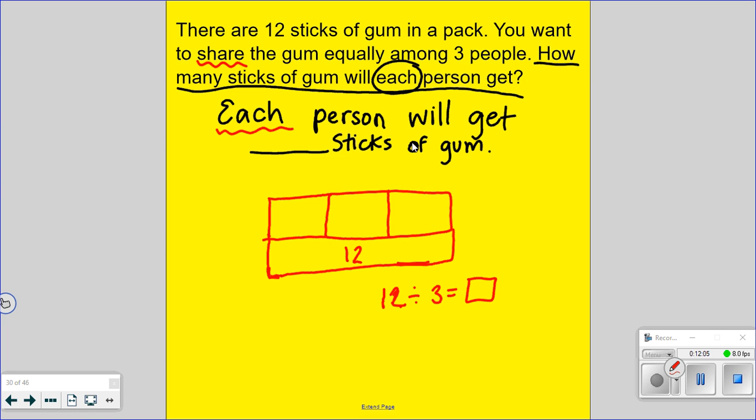Can I write another equation? Yes. Callie?